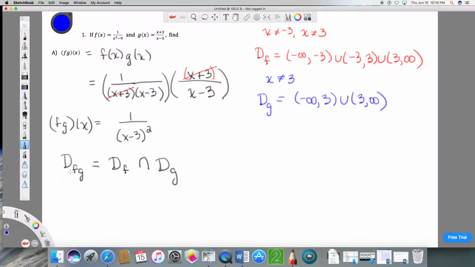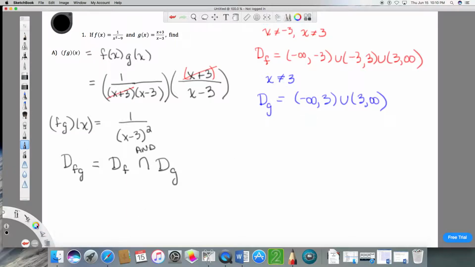So whenever you're finding an intersection, remember the intersection translates to the word and, so you have to be in both sets to be in the intersection. So I would suggest that you sketch a number line and draw a picture for the domain of f and the domain of g and use those pictures to get the domain of f times g.